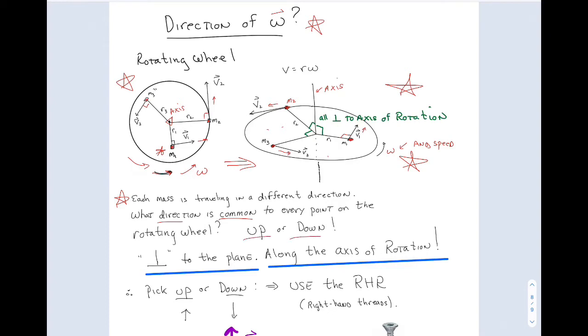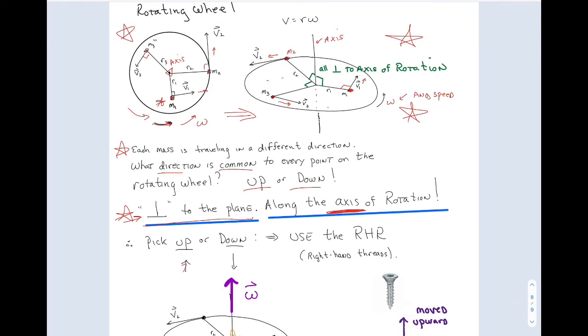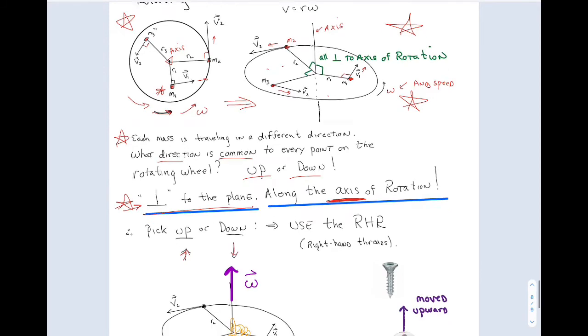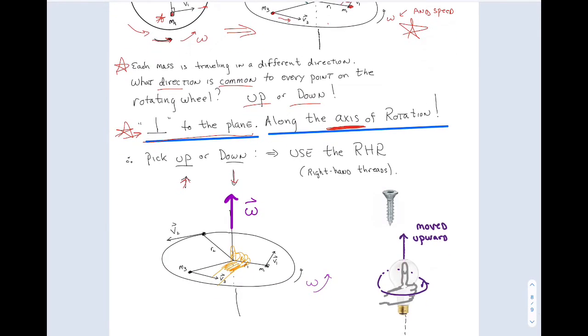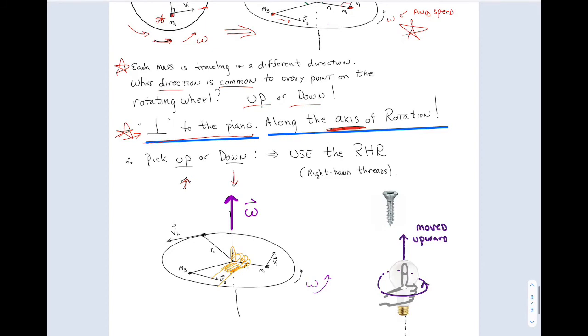Well, either up or down, meaning in a direction that's perpendicular. That symbol means perpendicular to the plane of rotation. So the direction that's perpendicular to the plane of rotation, that's the axis of rotation. So I'm going to pick the direction of the angular velocity to be along the axis of rotation. Well, do I pick up or do I pick down? Because the axis is a vertical line on this page, so either up or down.